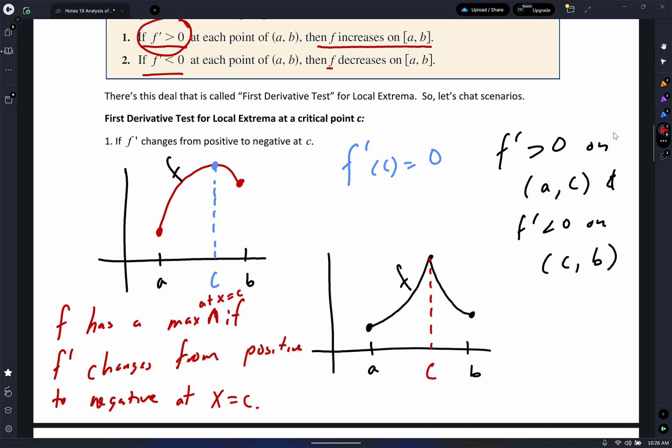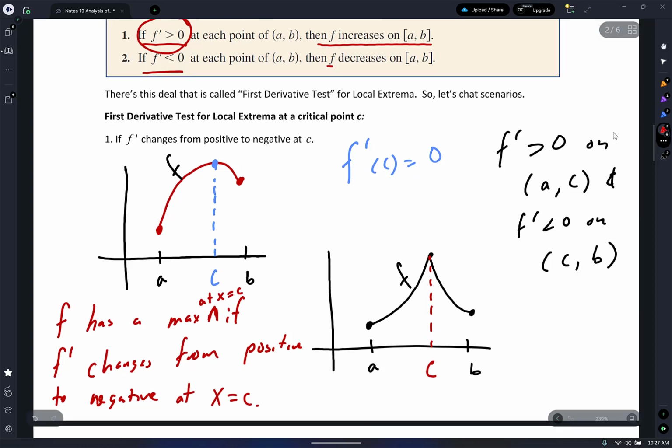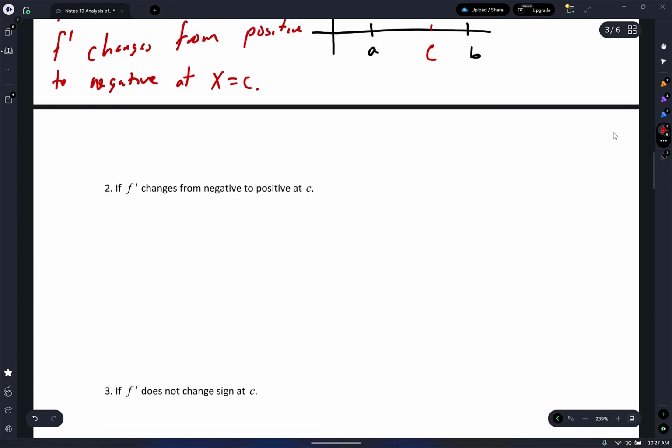And we got to be specific. I already know, I'm telling you right now in advance, some of you guys are going to tell me the word "it": "it has a max." What is "it"? Do not use the word "it." Be specific. F has a max. F prime changes from positive to negative at X equals C. Hence, F has a max at X equals C. Does that make sense? Perfect. Yay, hallelujah. Let's go to the next one.